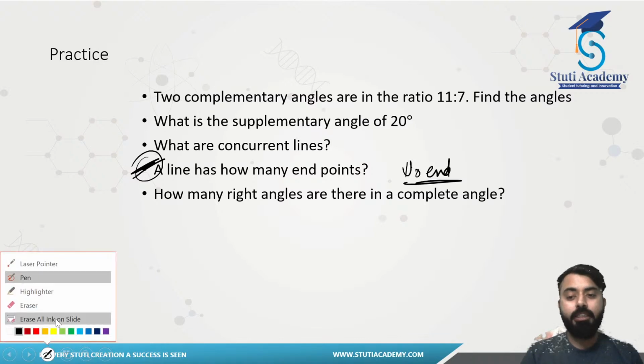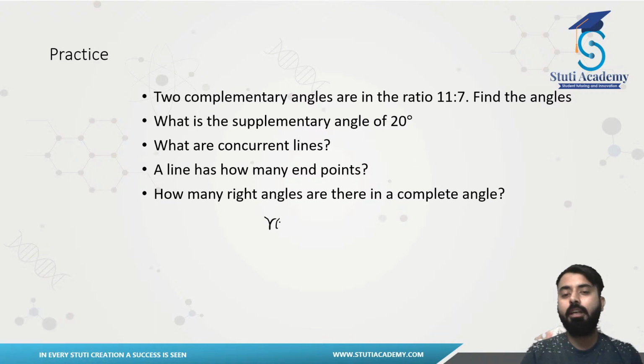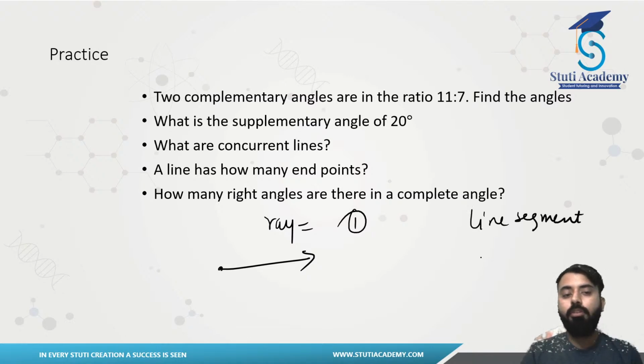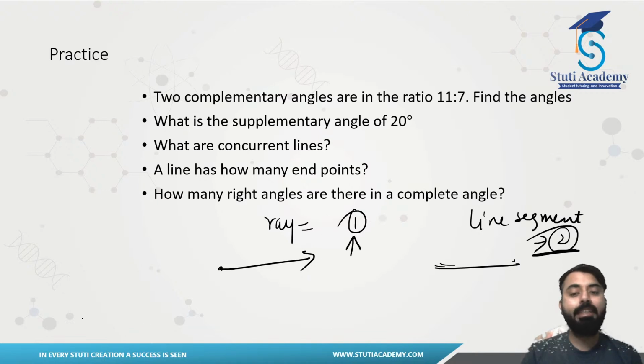But if I had asked you how many endpoints can a ray have, so tell me, how many endpoints can a ray have? Can have one endpoint, right? It is like this. And what about line segment? So it is like this. Both of them are endpoints, so it will be having exactly two. It will be having a 1, and a line will not be having any endpoint.